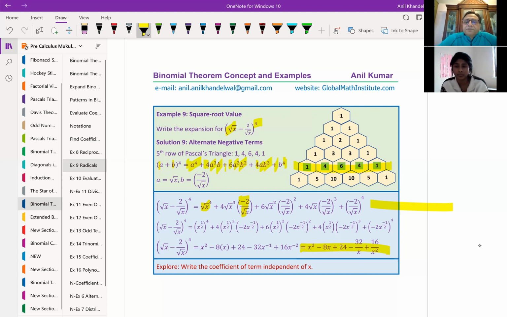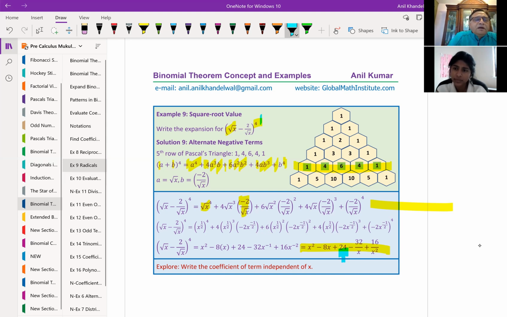Now, in these types of questions, you will notice that we do have a term which is independent of x. You get the idea? 24. This kind of reciprocal multiple is independent of x since the power is even. So when the power is even and you have this kind of an arrangement, you do get terms which are independent of x, right? They're constants. For example, 24 in this particular case. In the previous case, the power was odd. We did not get any term which was independent of x, correct?